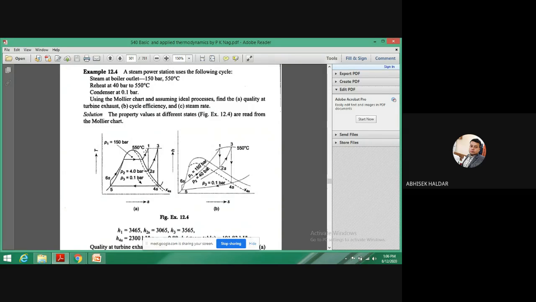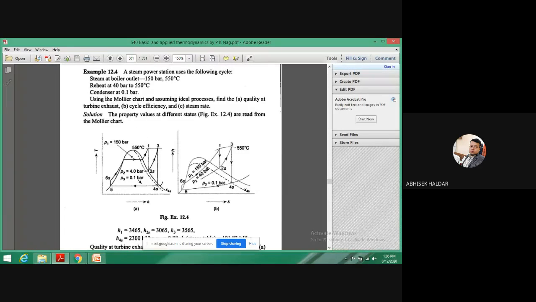If there is any doubt at this point, please tell me, because you have to understand which point it is from the problem. The naming may be different as per your convenience, but if this is the standard nomenclature, 6s to 1 is the heat addition process in the boiler, and this point 1 is nothing but the steam at boiler outlet, also the turbine inlet point, right?